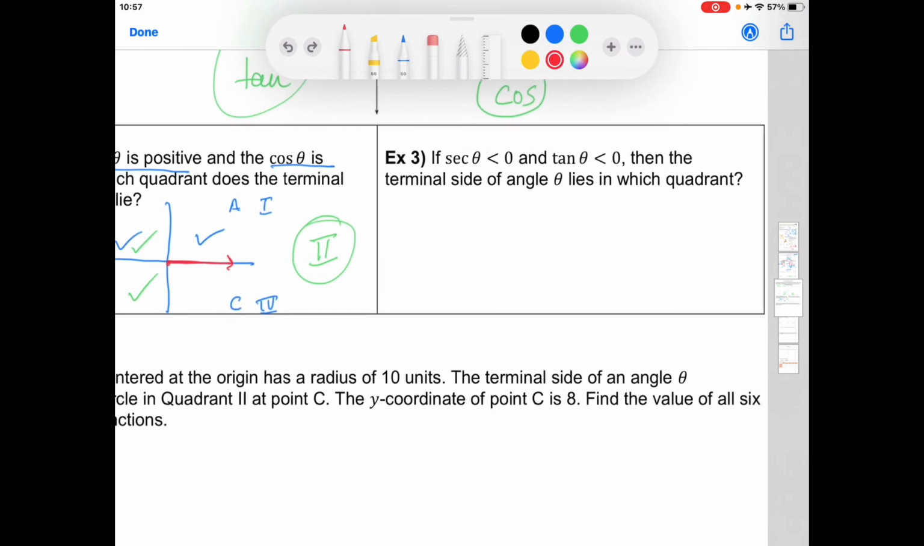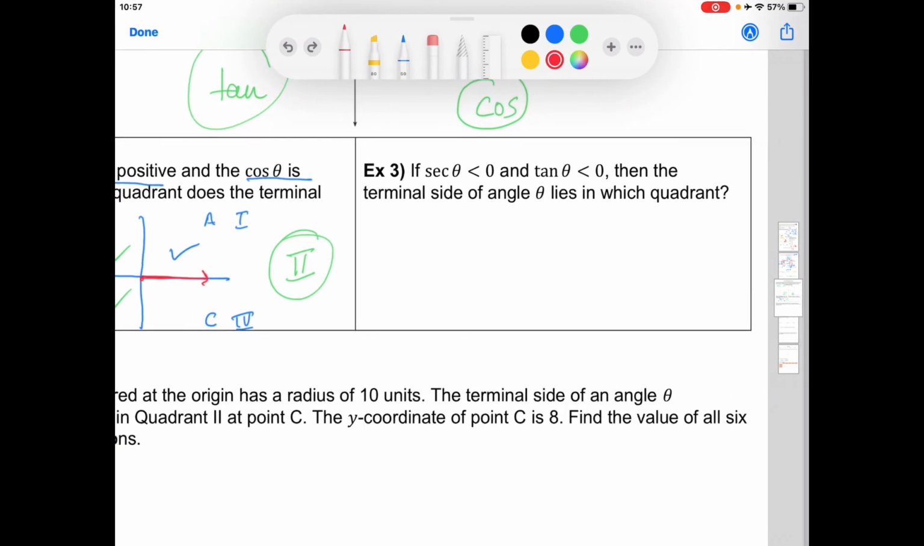Okay, example 3. It says secant theta is less than 0 and tangent theta is also less than 0. Then the terminal side of angle theta lies in which quadrant? First of all, what does less than 0 mean? If you had a number line, and 0 is right in the middle, all the numbers that are less than 0 are what? Negative numbers. So I'm going to write less than 0. And anything greater than 0 are what? My positive numbers. So your negative numbers are less than 0 and positives are greater than 0.